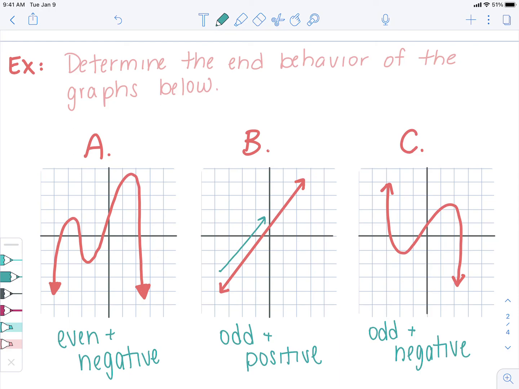All right, do you think you need to stretch before we play the game? Maybe. All right.